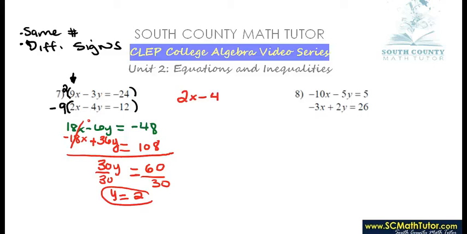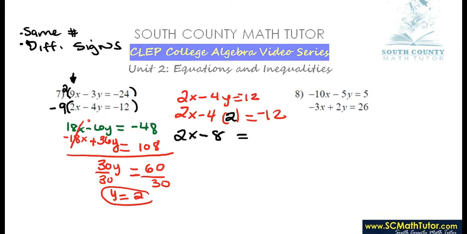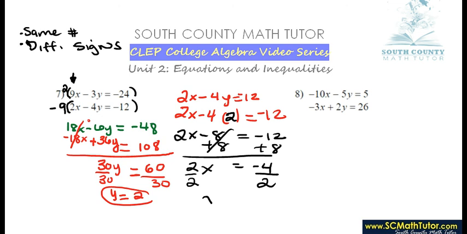2x minus 4y equals negative 12. Okay, plugging 2 for y. 2x minus 4 times 2 equals negative 12. And then solve it. 2x minus 8 equals negative 12. Add 8 to both sides. So your variable 2x, this goes away, equals negative 4. Divide both sides by 2. So your variable x is equal to negative 2.